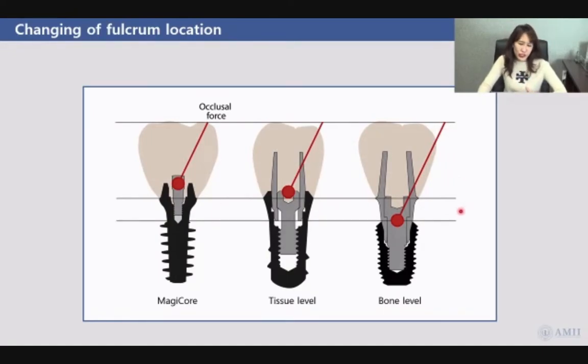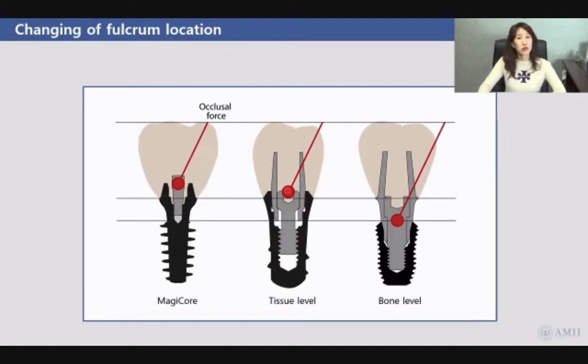So if we actually think about it, for the bone level, the location of the fulcrum is here at the bone level. And for the tissue level, it is at the tissue level.